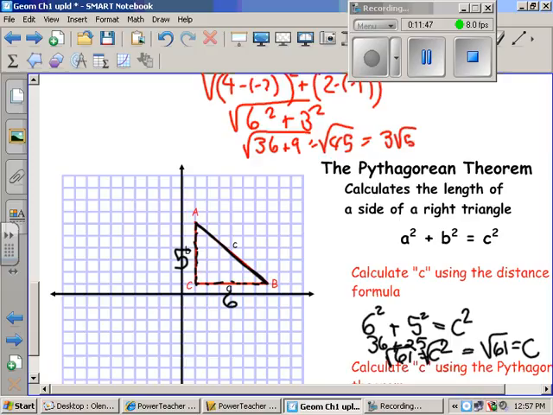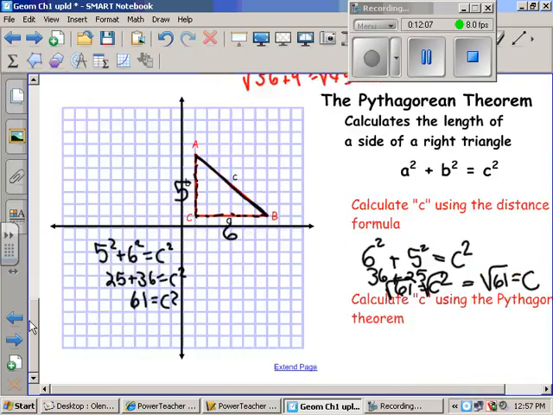And now I can just use the Pythagorean theorem and do 5 squared plus 6 squared equals c squared. So 25 plus 36 equals c squared. 61 equals c squared. And c is equal to the square root of 61. Can I reduce that? I don't think so. 61, I don't think anything goes into that. Does that make sense?